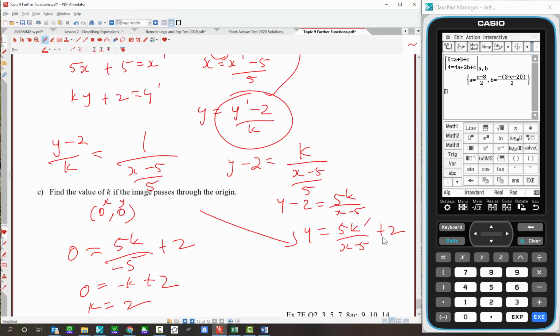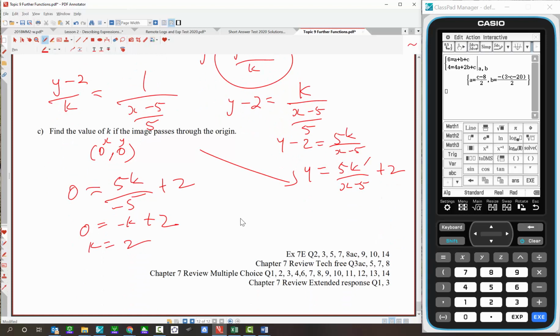All right, so that is it for further functions. So 7E, and again, as always, a pretty tough chapter review from Cambridge.